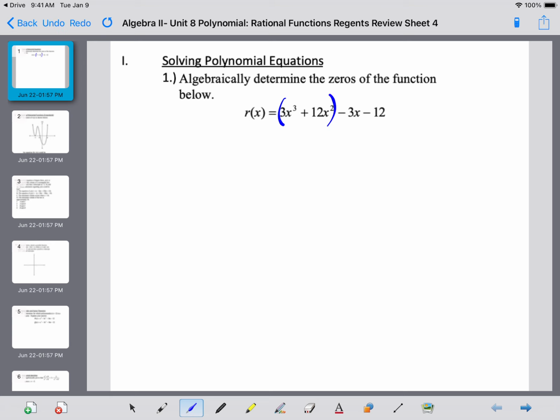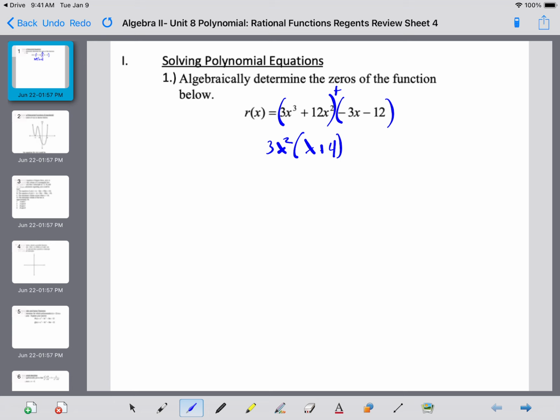Group the first pair and the last pair here. You would group all pairs. You can't just magically get multiplication, so you have to include that addition sign. Factor out the GCF, in this case 3x squared, and what you would be left with would be x plus 4.